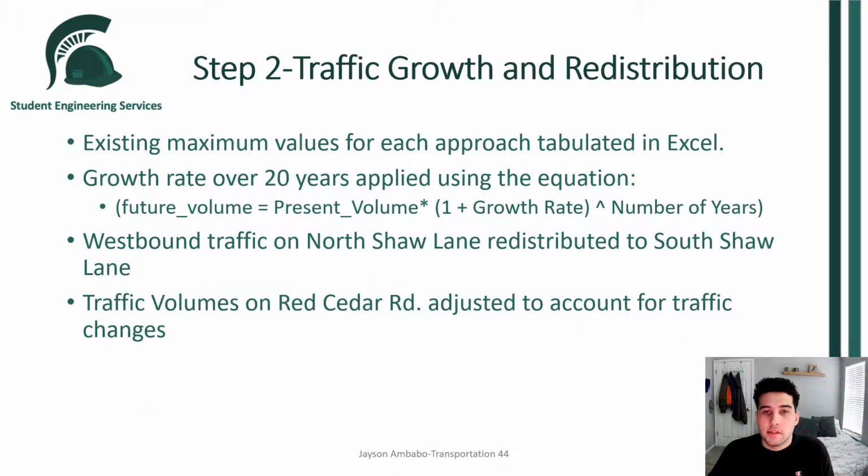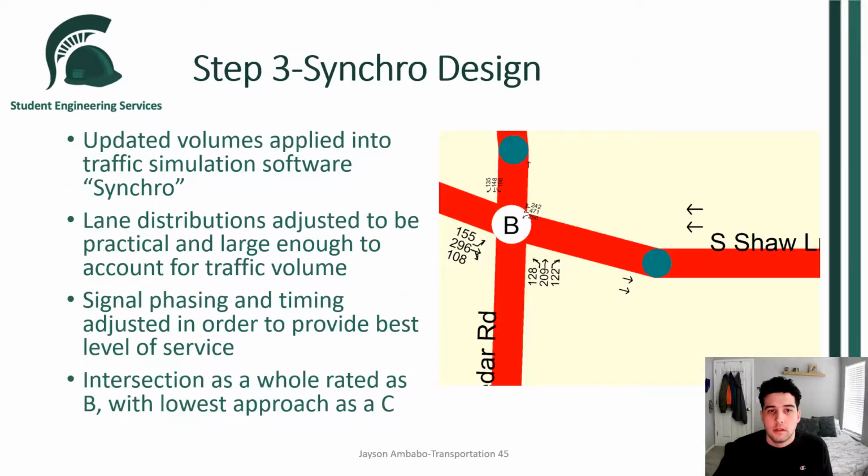The next step in this process was to apply the growth rate and redistribute the traffic. So the existing maximum values for each approach were tabulated in Excel. Then a standard exponential growth function was used using the present volume, the growth rate, and the number of years. Traffic from westbound North Shaw Lane was redistributed to South Shaw Lane. And then traffic volumes throughout the rest of this intersection needed to be adjusted in order to account for these changes. The third step in this process was the Synchro design.